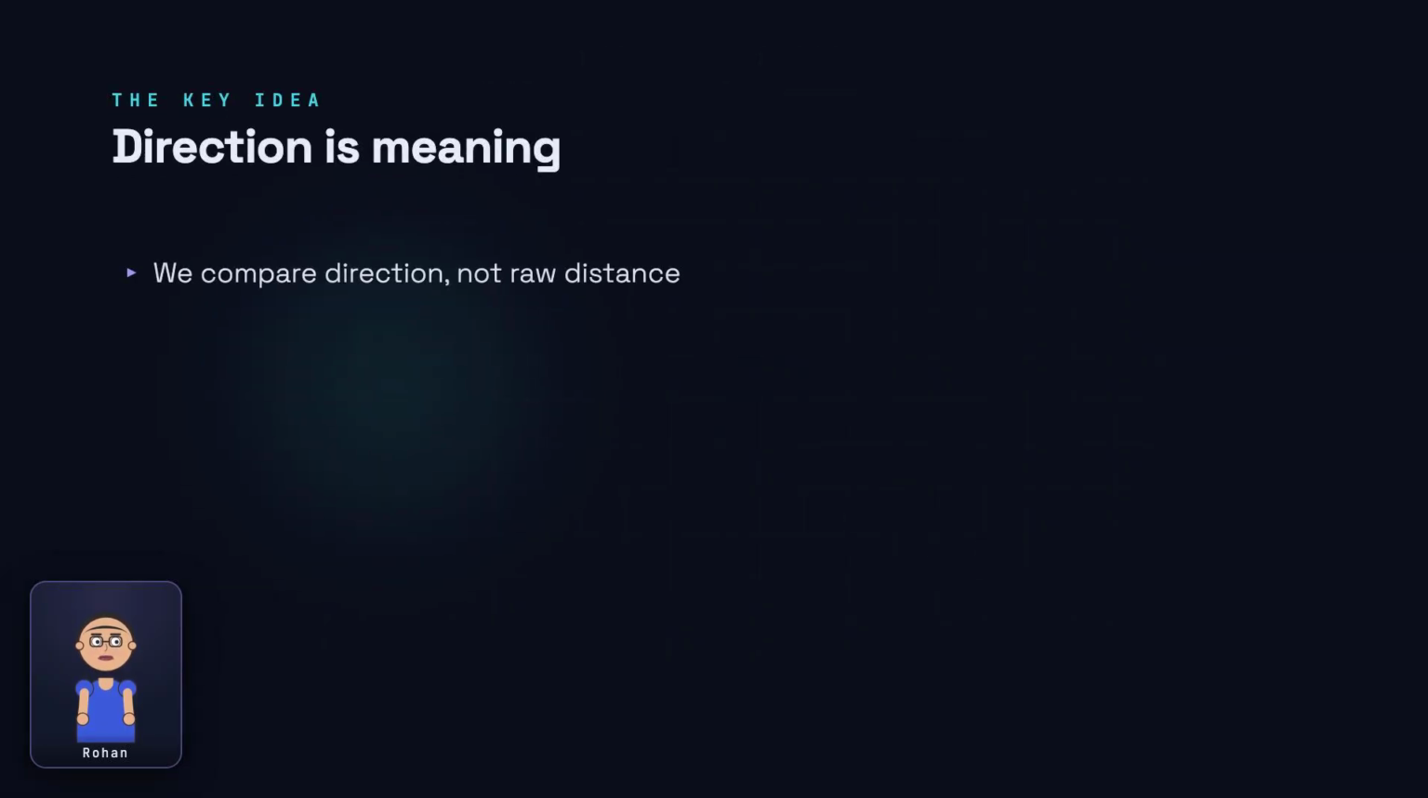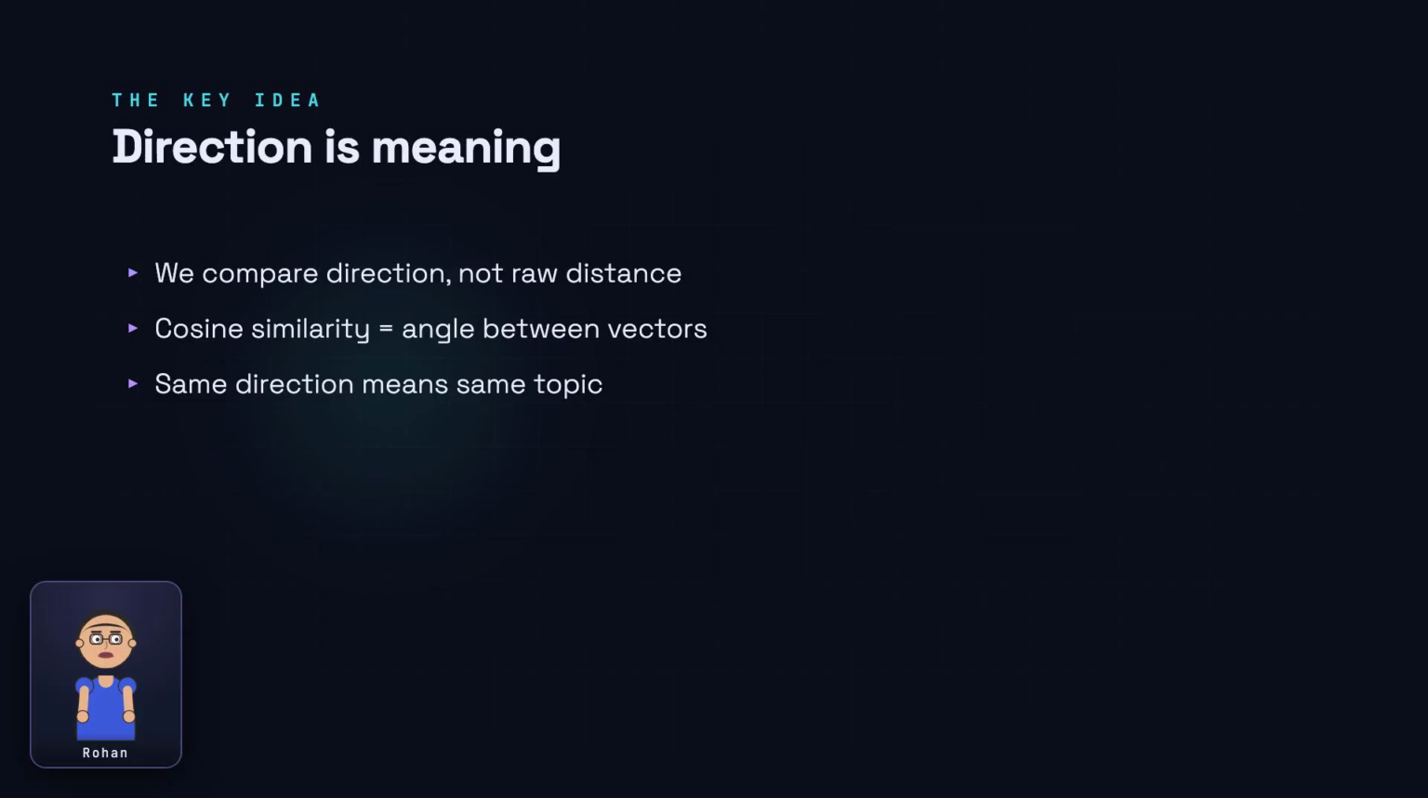One subtlety. We usually care about the direction a vector points, not how long it is. Cosine similarity measures the angle between two vectors. 1 when they point the same way, 0 when unrelated. Same direction means same meaning, and that's the number we'll rank by.